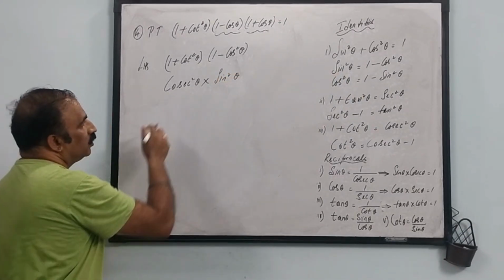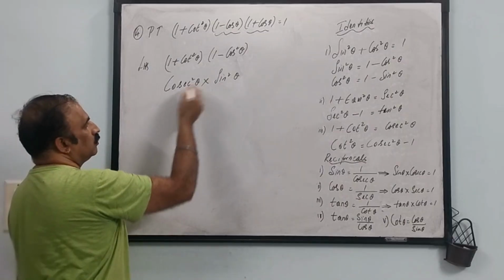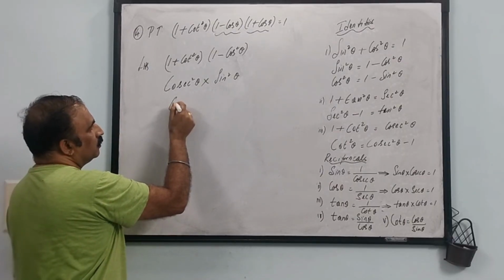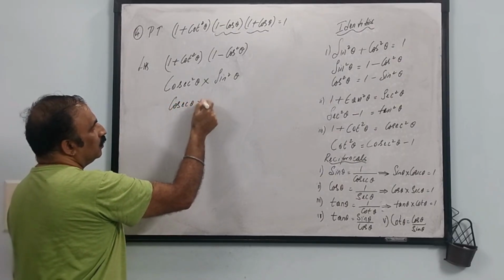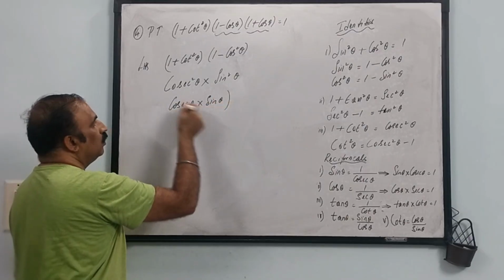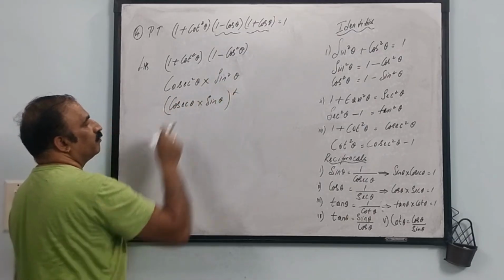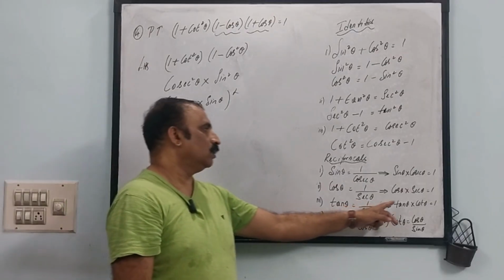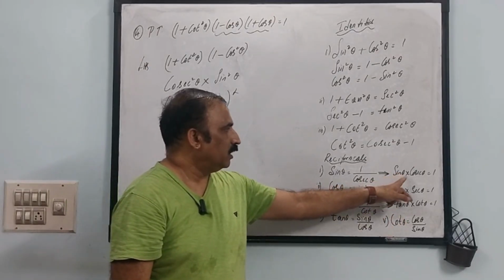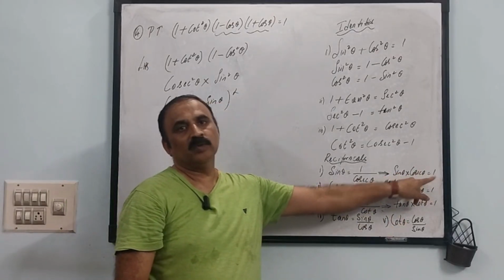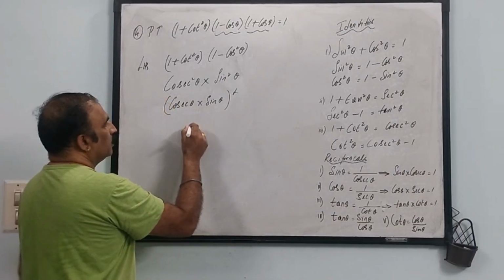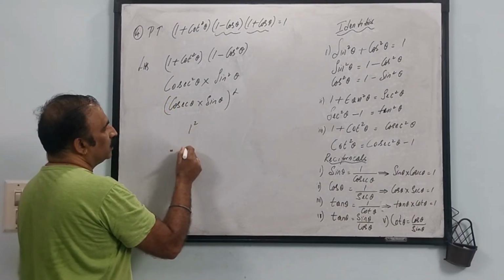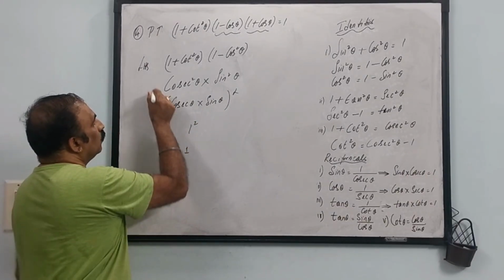Now, both of them together, we have got a square there. So I can write it as (cosec theta into sin theta) whole square, because both of them have got that square. Cosec theta into sin theta, according to the reciprocal ratio, sin theta into cosec theta value is going to be equal to 1. So here I'll write it as 1, and I've got a square there. 1 square is going to be equal to 1.